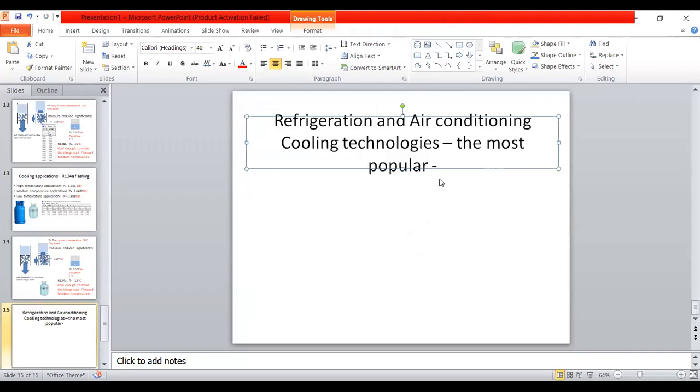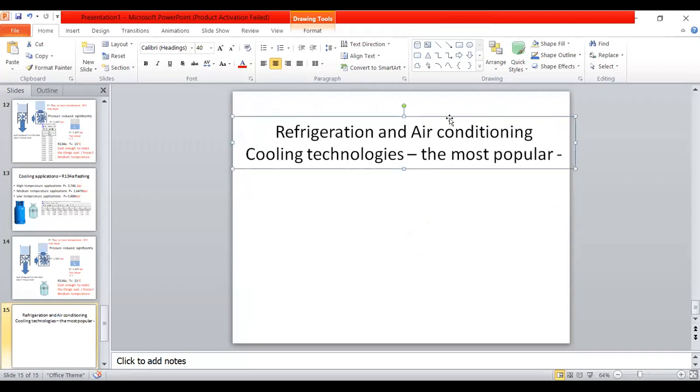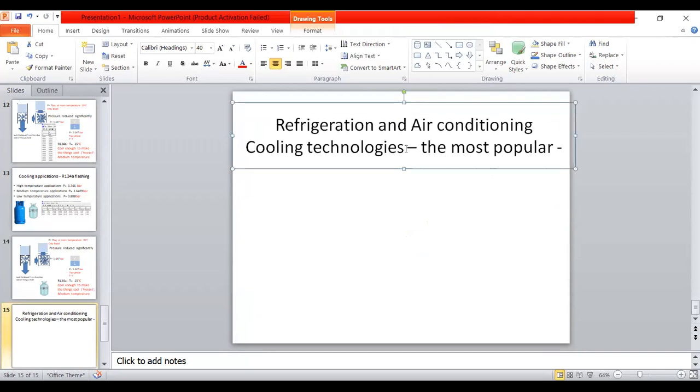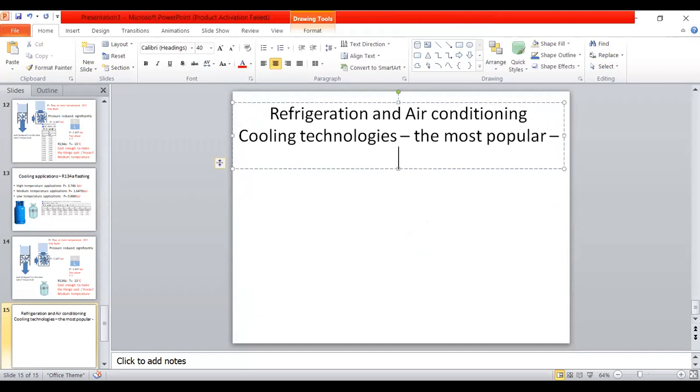So if you think of refrigeration and air conditioning technologies, the cooling technologies, the most popular we call vapor compression refrigeration.